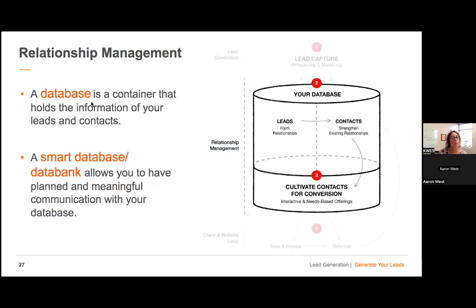There we go. Okay. So a database is a container that holds the information for your leads and contacts. As you gather people's information through prospecting or marketing, you're going to have what we call, you've generated the lead, you've gotten their information. And the next step is to put that information into your database. Okay. And your database really is just a simple container that holds the information for all of your leads. And if you're looking for that cost-efficient tool for a smart database, like I said, we have you covered with Command. Command's more than a database, though.